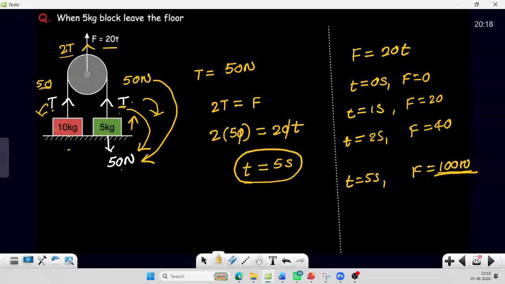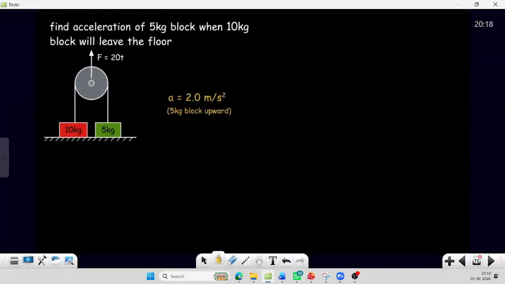They're asking time only, when it moves up. So at 5 seconds, T equal to 5 seconds, this 5 kg block will move up. Right? Take the next part now. You tell.